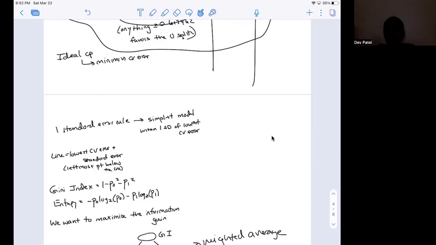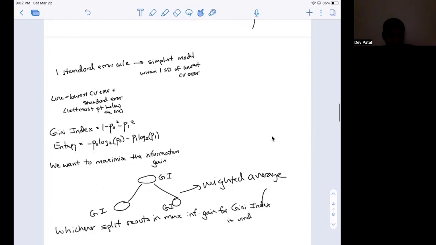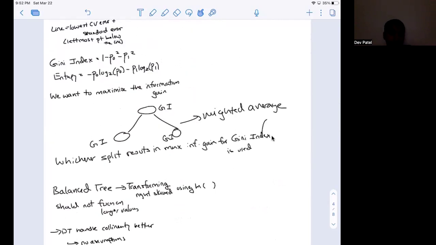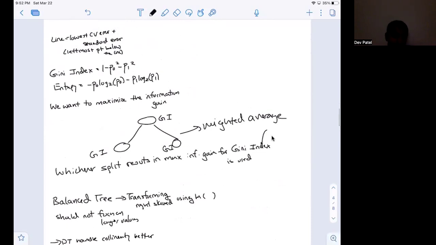Typically, you just use the lowest CV error for the CP value, or the CP value that has the lowest CV error. And then for classification, you're trying to maximize the information gain. So in terms of information gain, it's referring to Gini index or entropy, and we have the respective formulas for Gini index and entropy here.